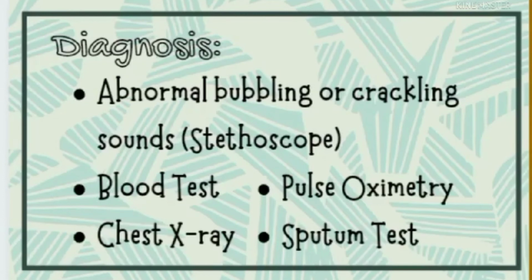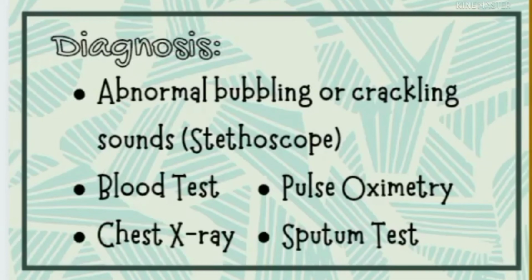Next one is blood test. A blood test, such as a complete blood count, CBC, to see whether your immune system is fighting an infection. Next one is pulse oximetry, which is to measure how much oxygen is in your blood. Pneumonia can keep your lungs from moving enough oxygen into your blood. To measure the levels, a small sensor called a pulse oximeter is attached to your finger or ear.